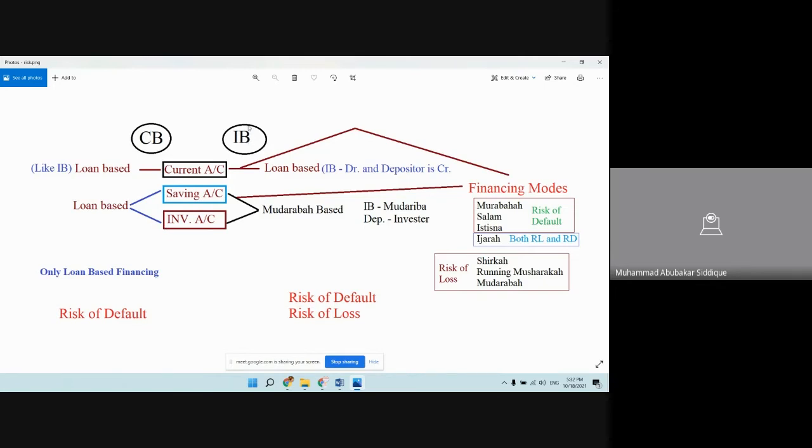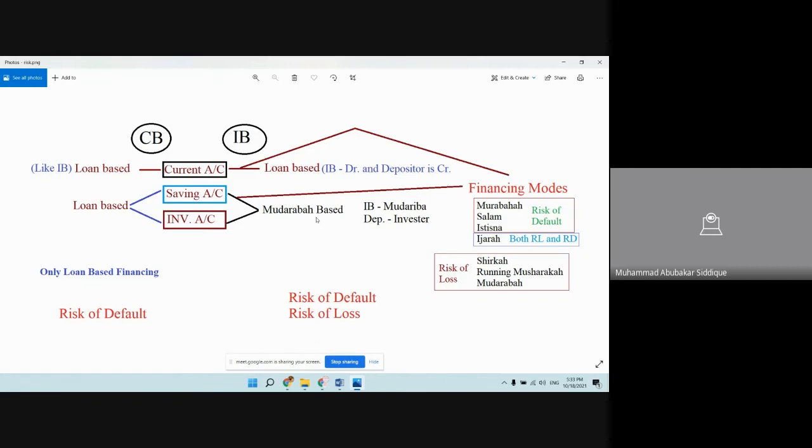Now come to the Islamic banks. Islamic banks also open saving accounts and investment accounts. Both accounts are opened on the basis of the mudarba contract. Mudarba is basically when one party gives their investment capital to the other party to invest it. The other party, usually known as the mudarib, the manager, invests that money. The earning is shared between the capital provider and the mudarib. And if there is a loss, only the capital provider will bear the loss. The mudarib will not bear any financial loss.